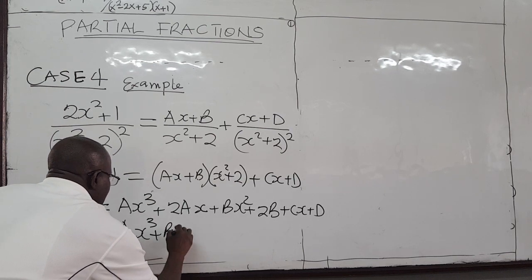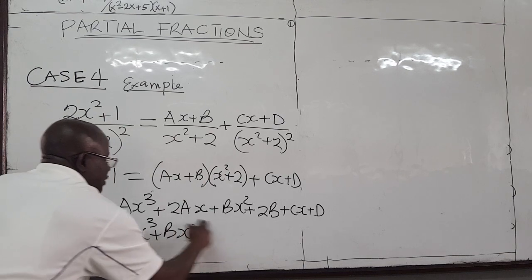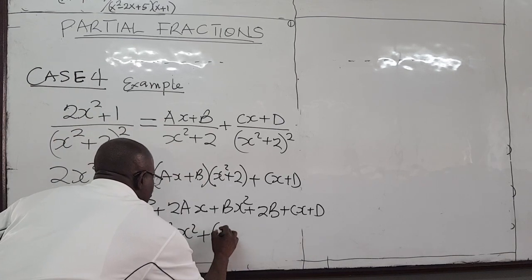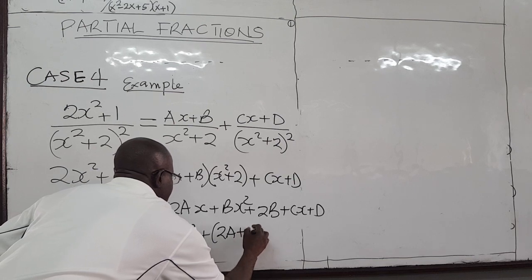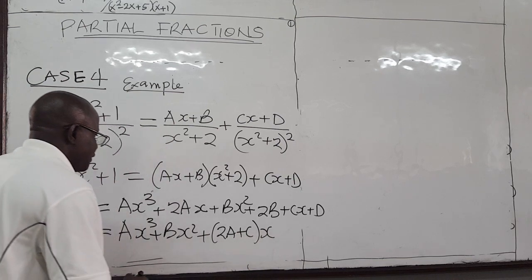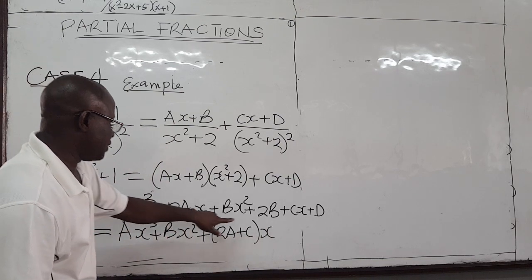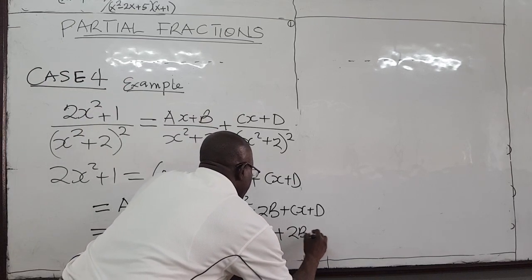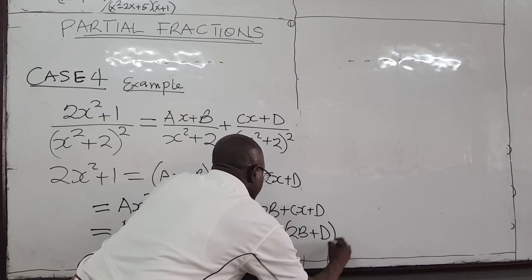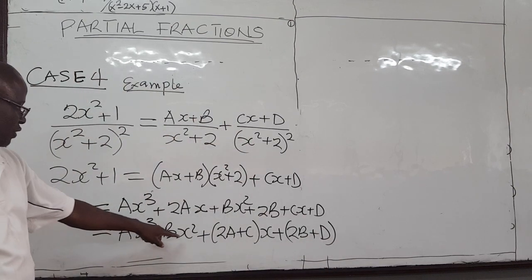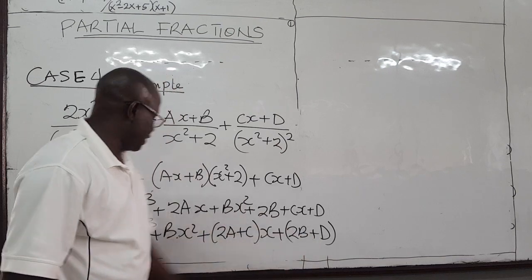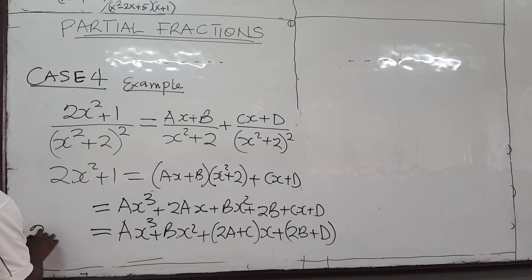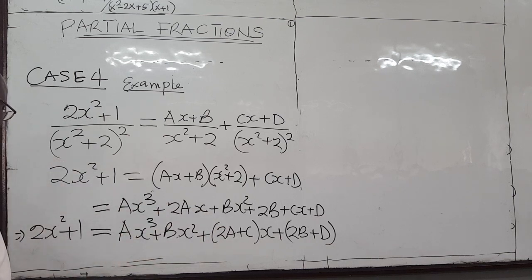I'll bring the square term, so I have bx squared. The x terms, I'll bring them together. I have 2a plus c, this is x. And then the constant terms, I have 2b plus d. So I have the cube, the square, the x term, and the constant term. And then 2x squared plus 1 is equal to all of that. Good. So from here, compare coefficients.